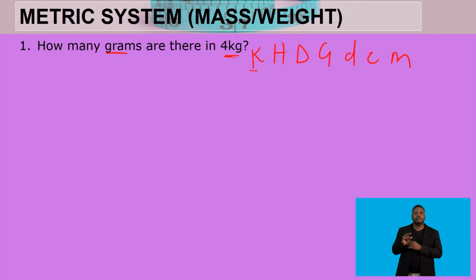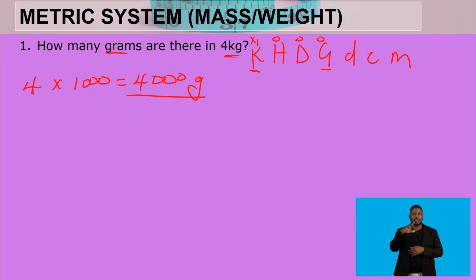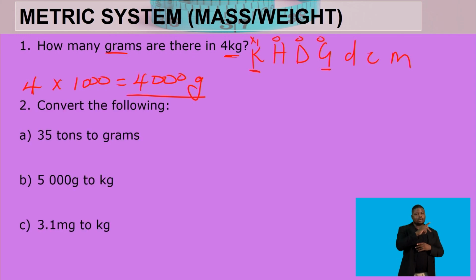So we say kilograms to grams. Where we start, we put a 1, then we've got zeros up until where we're going. It means we are multiplying. So we're going to say 4 multiplied by 1,000, which gives us 4,000 grams. So it means we've got 4,000 grams in a kilogram.